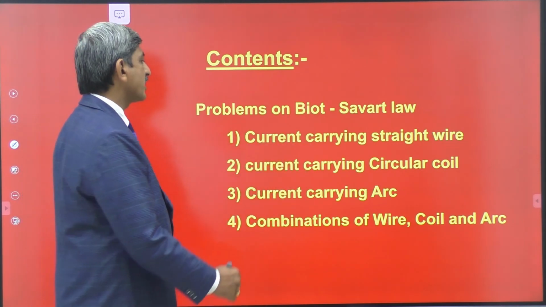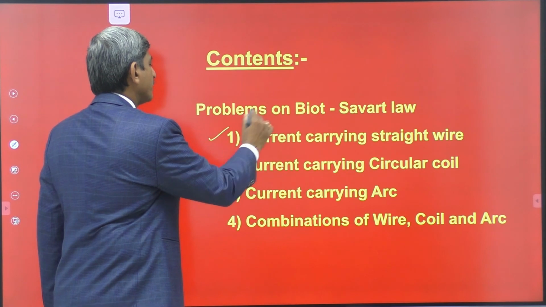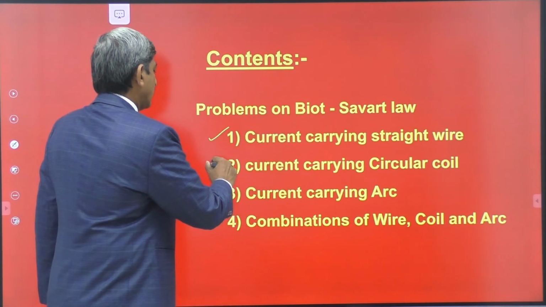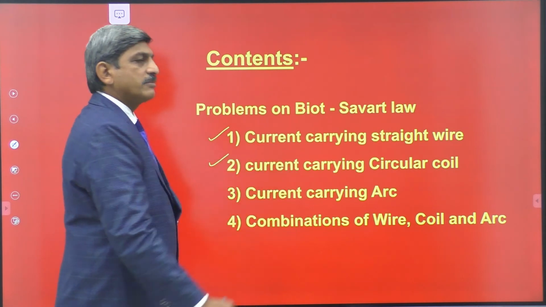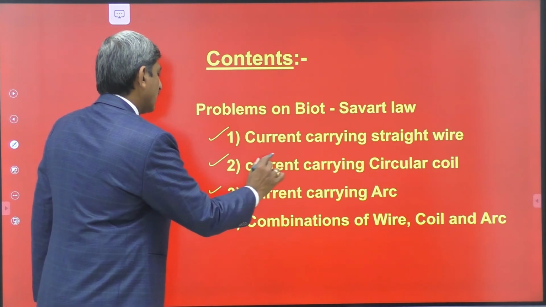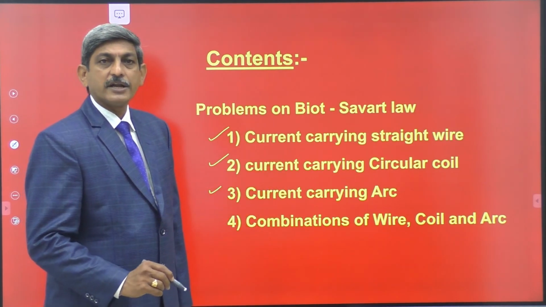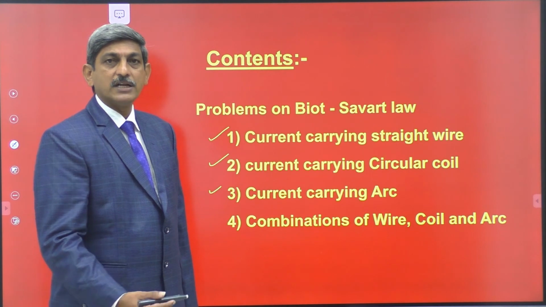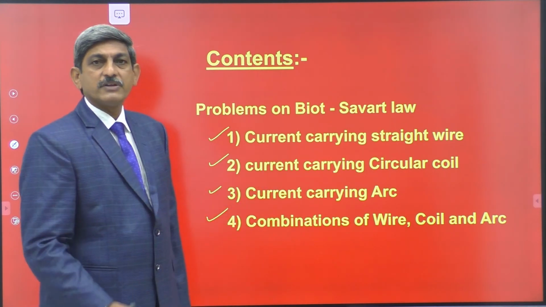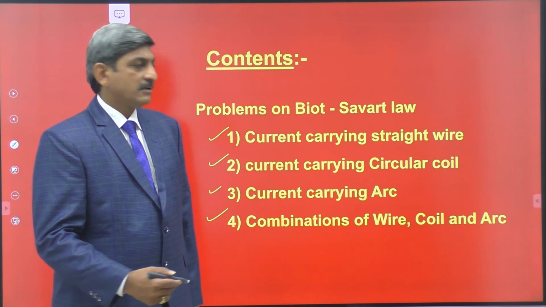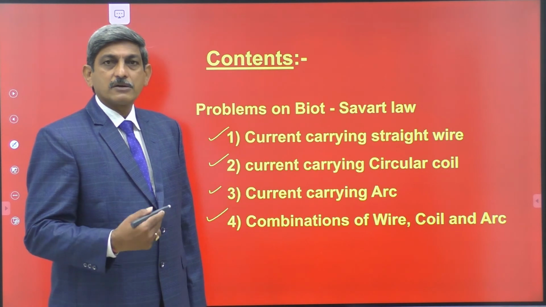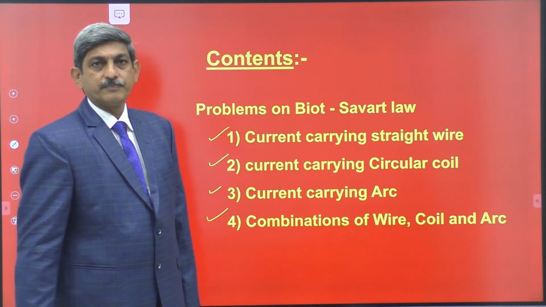In that, first of all, I am going to explain the magnetic field produced by the current carrying straight wire. Then the magnetic field produced by the current carrying circular coil. Then the magnetic field produced by the current carrying arc. And finally, I am going to explain the magnetic field produced by combinations of the wire, coil and the arc shape. Okay?